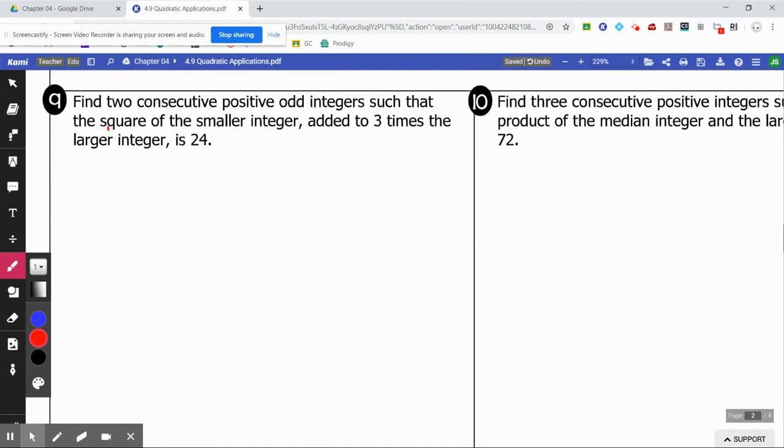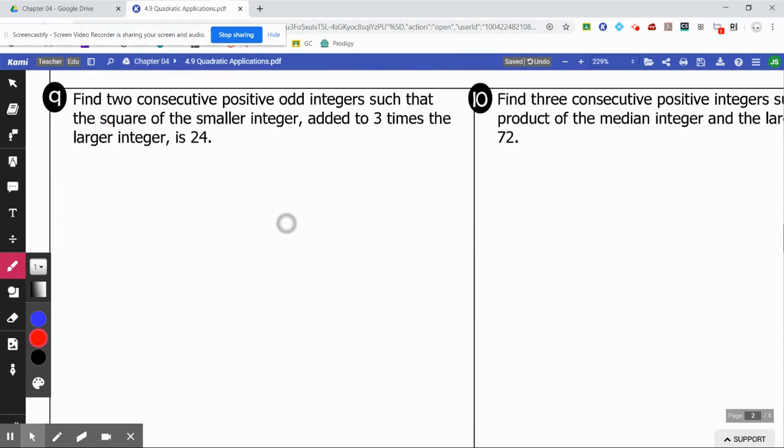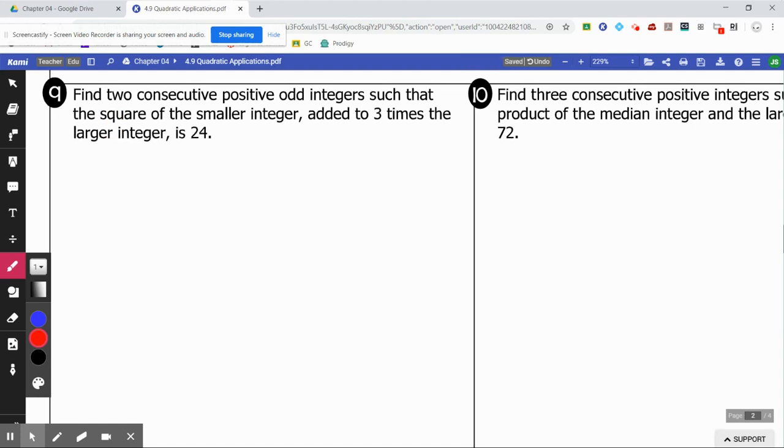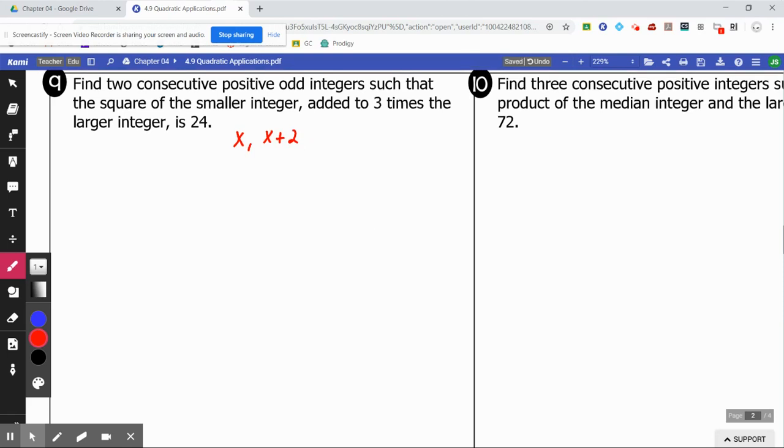Number 9. Now we're working some consecutive integer problems. Find two consecutive positive odd integers such that the square of the smaller integer added to 3 times the larger integer is 24. That sounds really tough, but here's all you have to do. Your first integer is x. Consecutive means one right after the other, like 2, 3, and 4 are consecutive numbers. Consecutive odd numbers would be like 3, 5, and 7. So if x is the first one, then the next odd number will be 2 more than that, x plus 2. So there's your two positive odd integers.